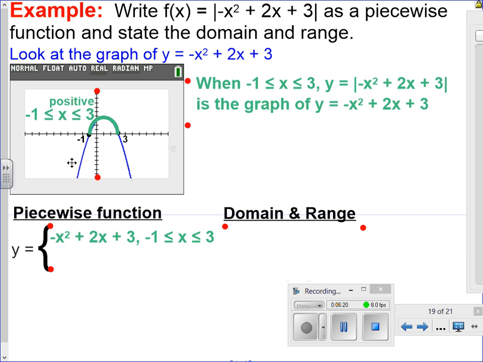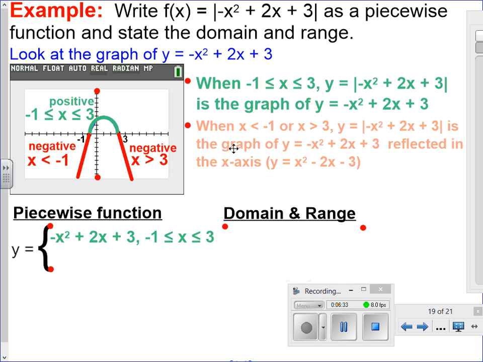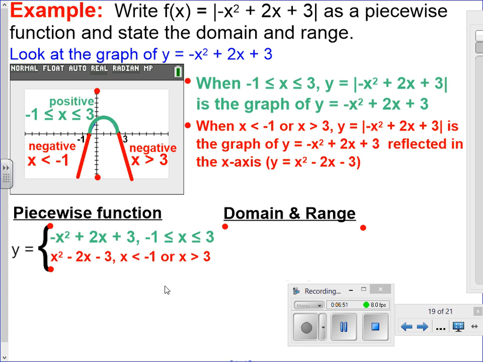Let's look at the negative pieces. So there are two parts of the graph where the graph is negative. One when x is less than negative 1, and the other when x is greater than 3. Now these pieces, remember, are going to be reflected upwards. So when x is less than negative 1 and greater than 3, the absolute value function will be this original parabola reflected in the x-axis. So it will have an equation of x squared minus 2x minus 3. So notice everything has been reflected. So here becomes my positive piece. X squared minus 2x minus 3 when x is less than negative 1 or greater than 3.